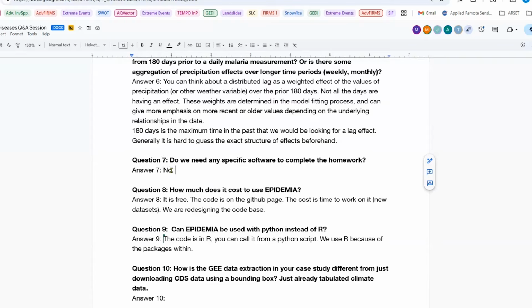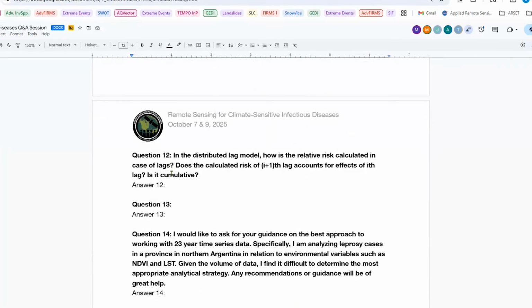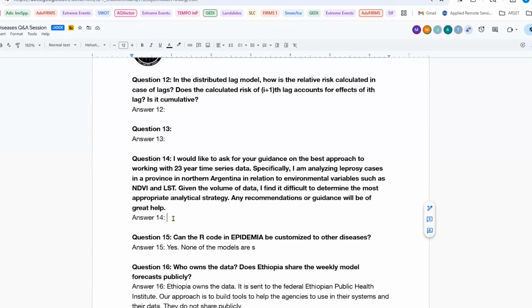And then question 14 is regarding somebody who is needing advice. It goes, I would like to ask for your guidance on the best approach to working with a 23 years time series data. Specifically, I'm analyzing leprosy cases in a province in northern Argentina in relation to environmental variables such as NDVI and LST. Given the volume of data, I find it difficult to determine the most appropriate analytical strategy. Any recommendation or guidance would be of great help.